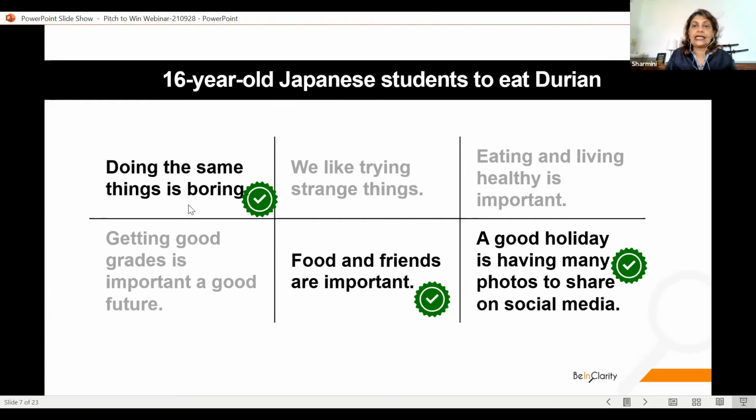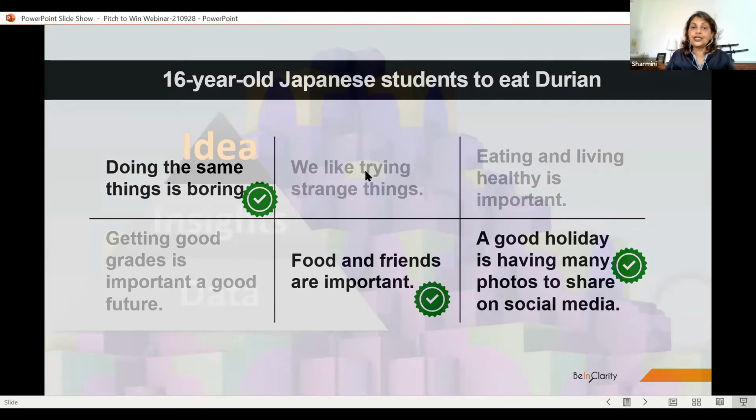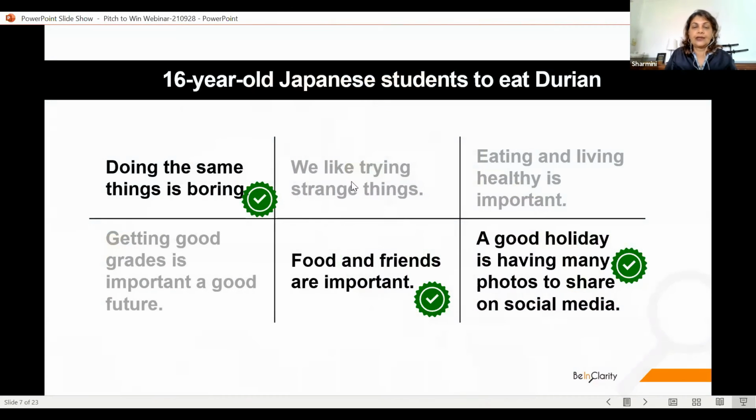So for a 16-year-old, and I know this because I've got a 16-year-old son, doing the same thing again and again is very, very boring. Okay, they want excitement, they want to do something different. It's just the same thing we're doing all the time. Okay, we like trying strange things is not something that they would like to do, especially if they're Japanese, because they tend to be a bit more conservative.